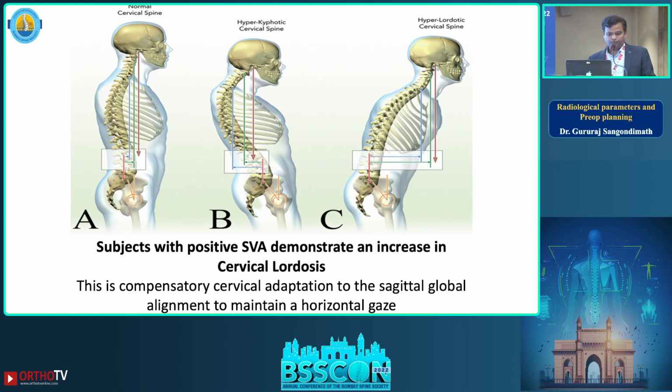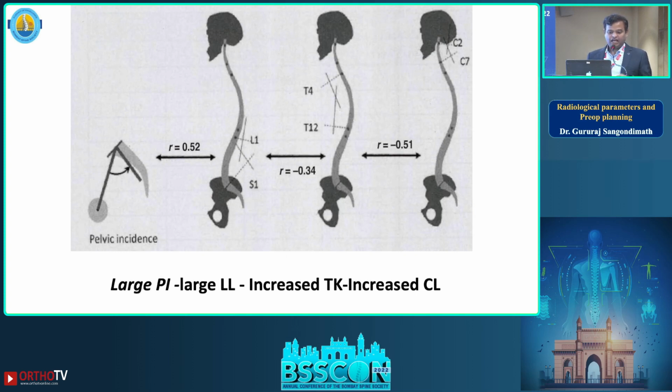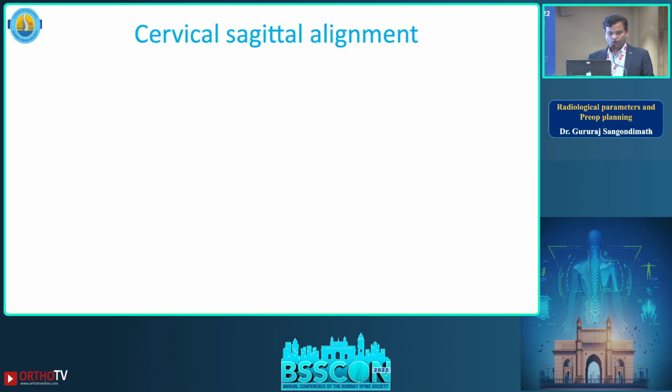So why is this important? Because subjects with more positive SVA demonstrate an increase in cervical lordosis, because there is a compensatory adaptation at the cervical spine whenever there is a kyphosis which increases. Why that happens is, if you see this, larger is the PI, larger is the lumbar lordosis, in turn larger is the thoracic kyphosis. So to compensate for it, there is an increased cervical lordosis.